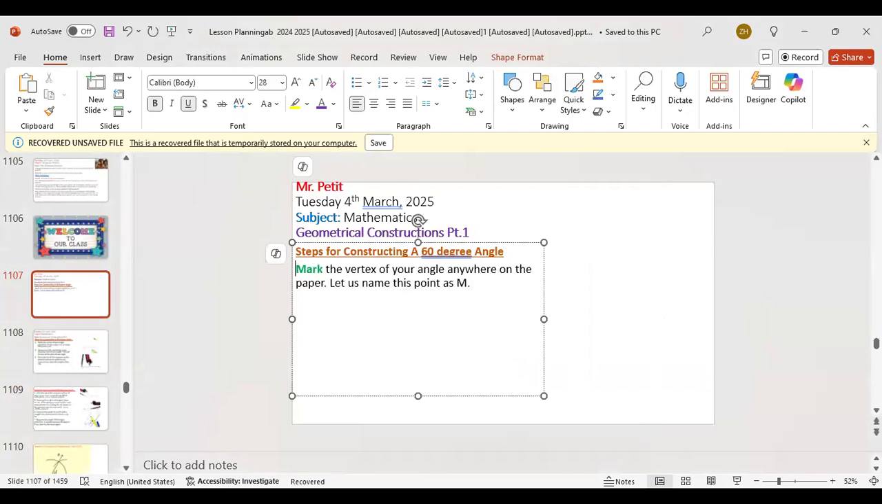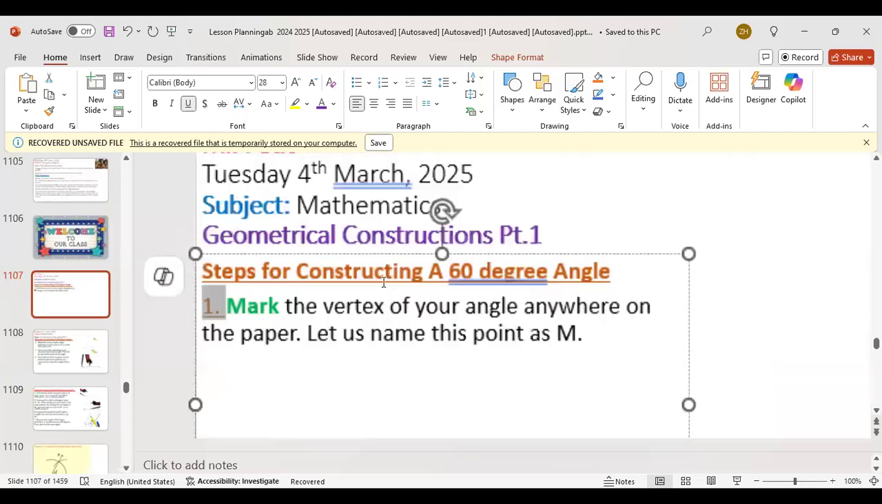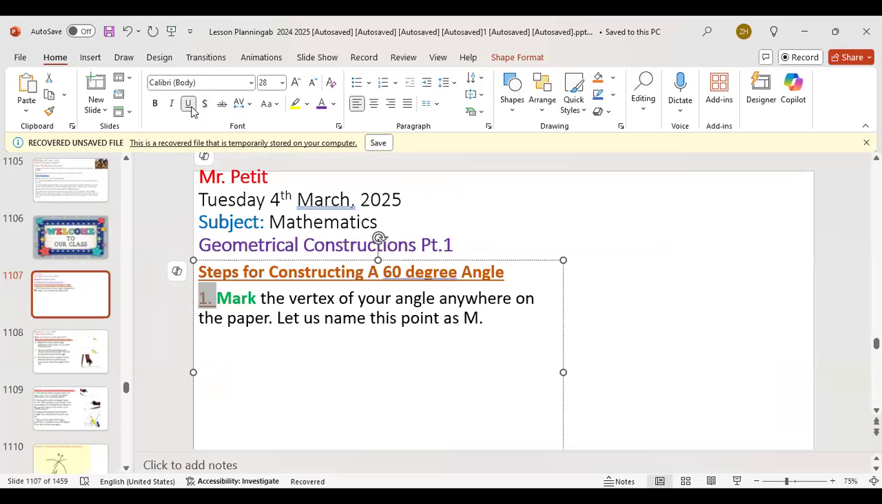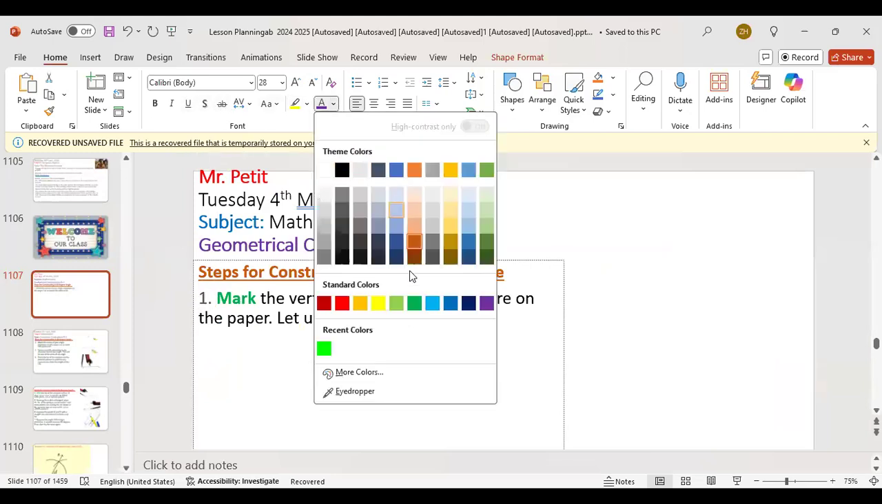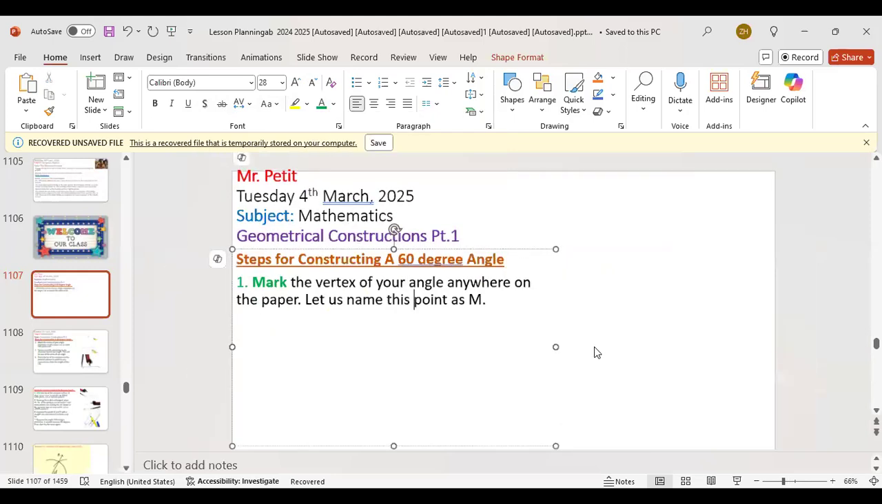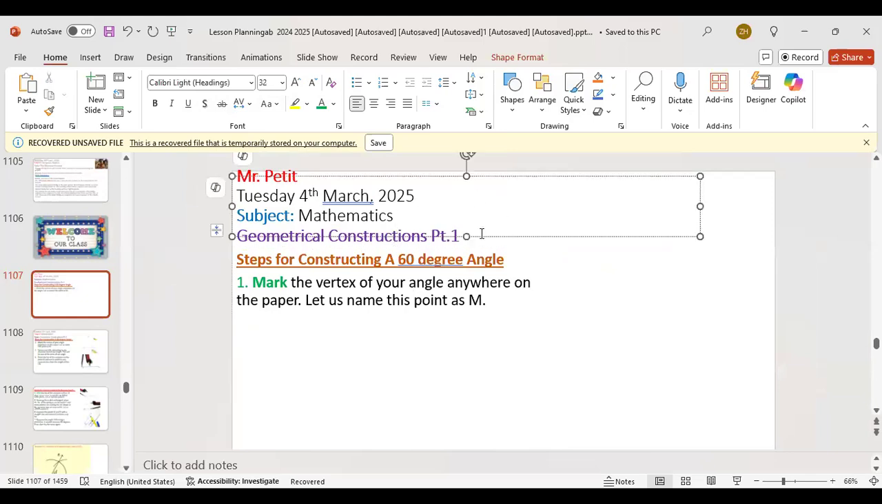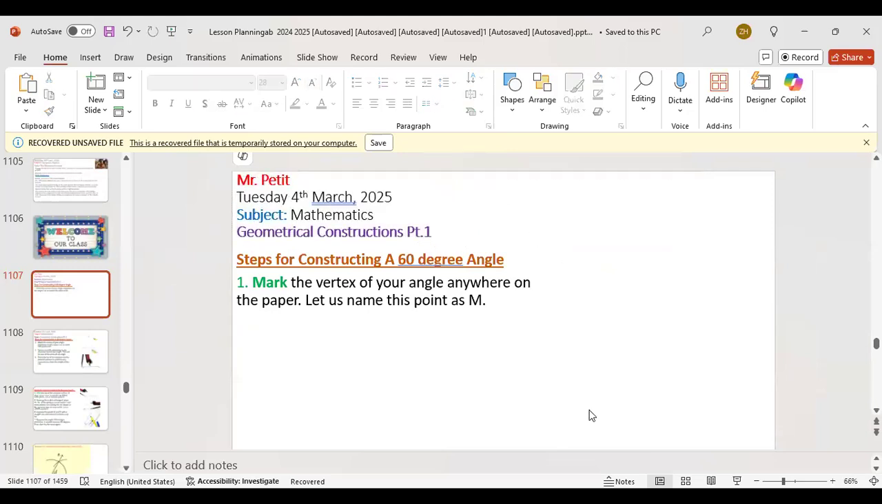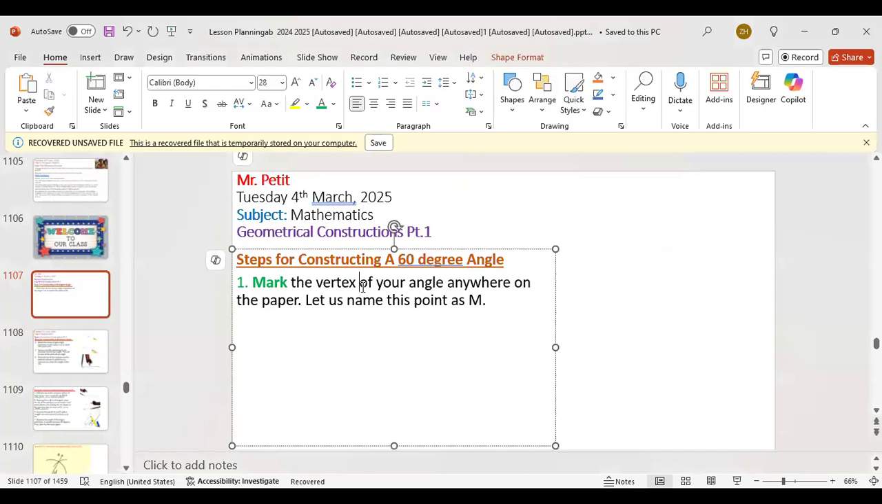So the first step is mark a point. Mark the vertex of your angle anywhere on the paper, and we're going to call it M. Let me do this here. So mark the vertex of your angle anywhere on the paper. Let's call that M.